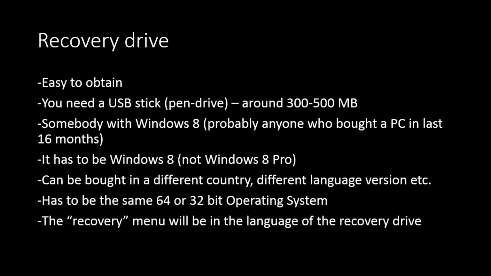So in case your Windows crashed, it's actually quite easy to obtain a second recovery drive. As I said, you only need a USB stick and a computer with Windows 8. Probably anyone who has bought a PC in the last 16 months will have one. And it can be bought in a different country, it can be a different language version of Windows. The only thing you have to pay attention to is to make sure that you're making a recovery drive for Windows 8 with another Windows 8, not Windows 8 Pro. And it has to be the same 64 or 32-bit operating system. The only thing is that if you're using a different language version, then the recovery menu will be in the language of the recovery drive.